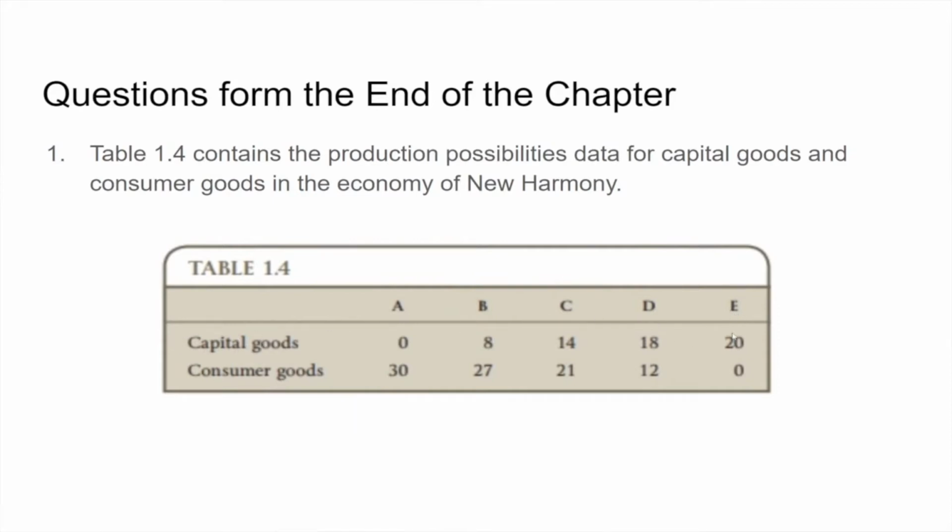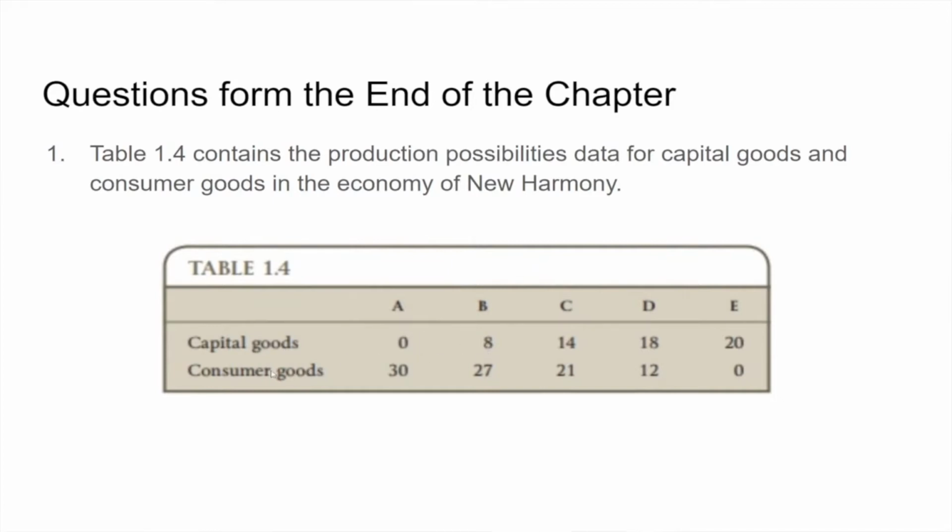So if we say, okay, let's make 8 capital goods, well, that means some of the consumer goods have to be reduced because that's the trade-off. So we can only produce 27 consumer goods. If we produce 14 capital goods, we can only make 21 consumer goods. And if we make 18 capital goods, we make 12 consumer goods.